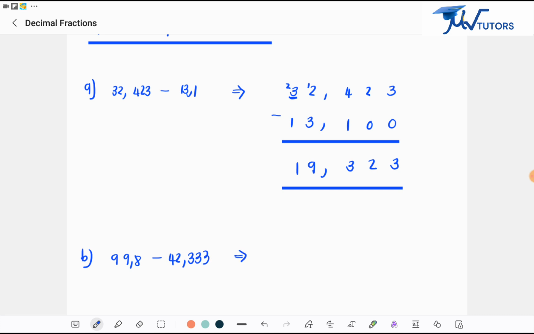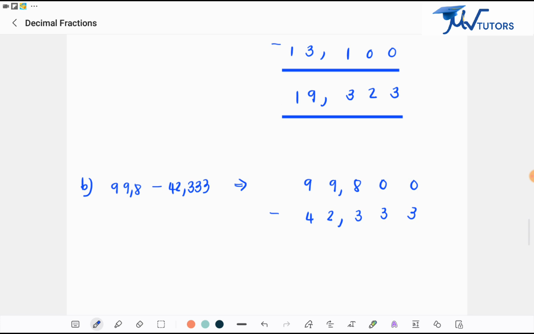All right. So yeah, let us write the 99,8, and we are subtracting 42,333. If you like, you can put the zeros there. Okay, it's not going to change the number. It's basically 99,8. If you put the zeros after the 8, it really doesn't make a difference.